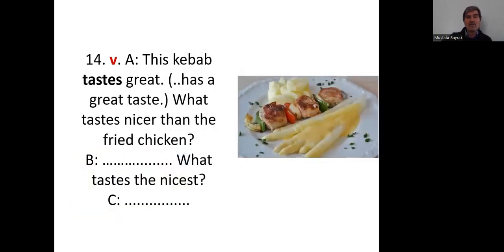Okay, Roman number 5 with taste. This kebab tastes great. It means it has a great taste. What tastes nicer than the fried chicken? Döner kebab tastes nicer than the fried chicken. What tastes the nicest? The boiled meat. Boiled meat tastes the nicest. We can also use the degrees of adjectives.